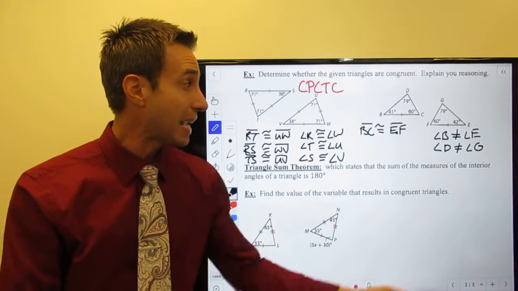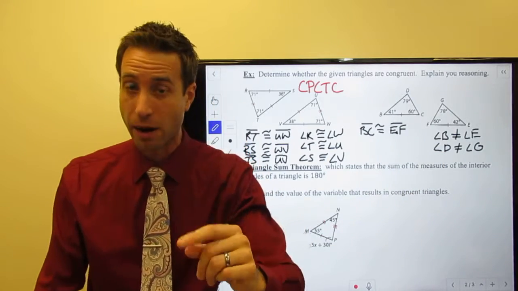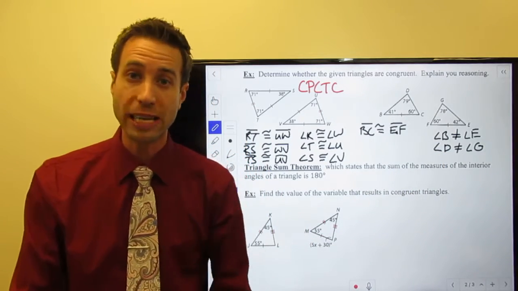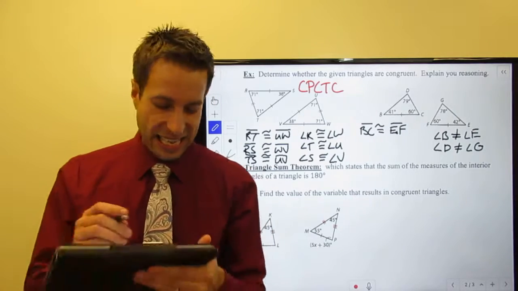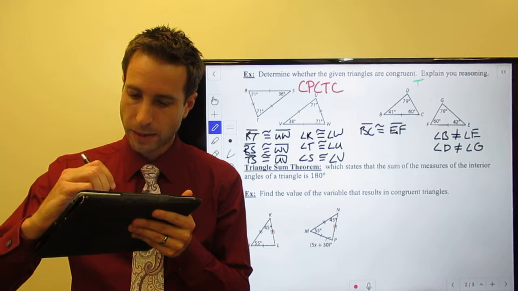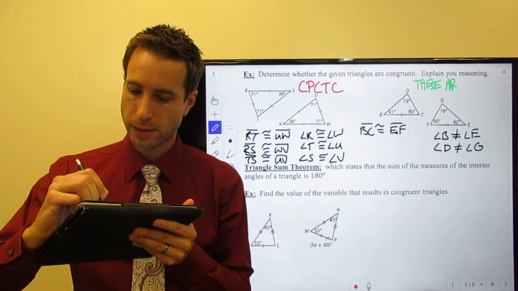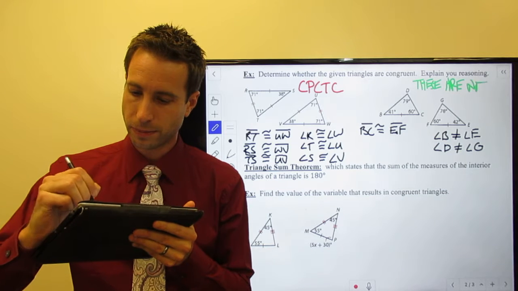So either way, it doesn't matter which one, as soon as you show that one pair of corresponding angles are not equal, the triangles cannot be congruent. These triangles are not congruent.